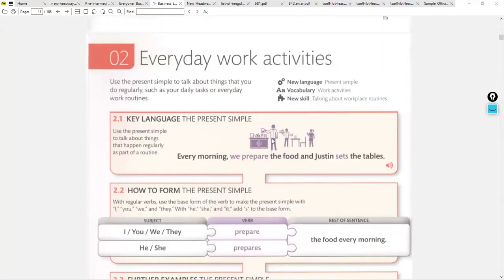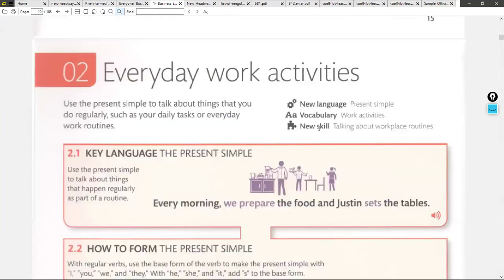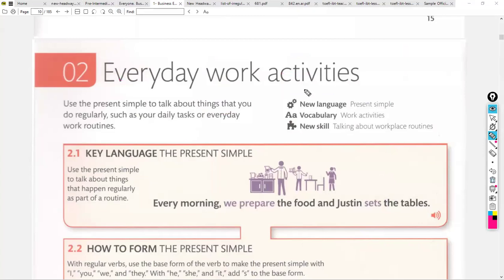So this is it. Now this is about everyday work activities. Notice, because I'm talking about activities that I do every day repeatedly, I have to use what? Simple present tense. Okay, so now let's practice.